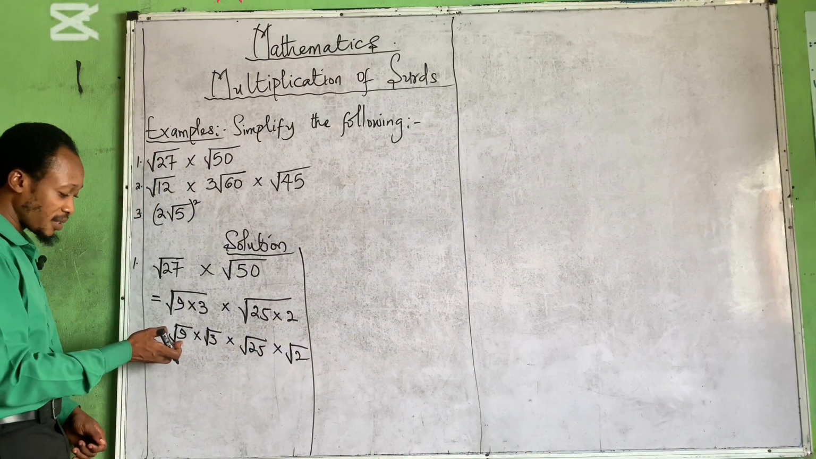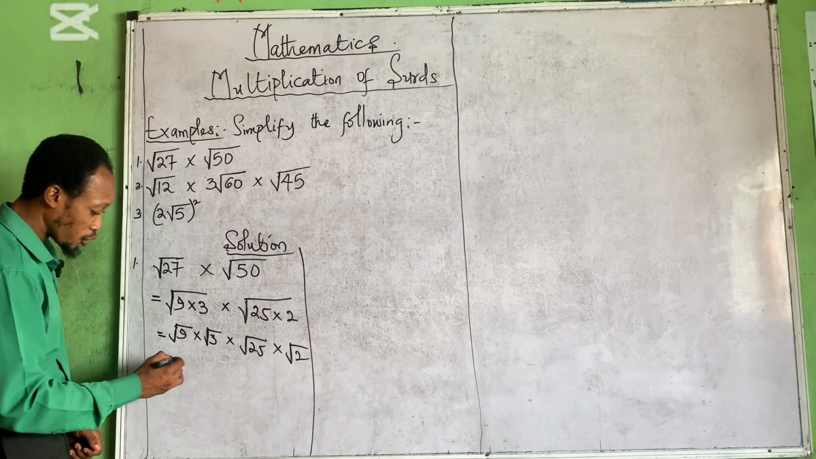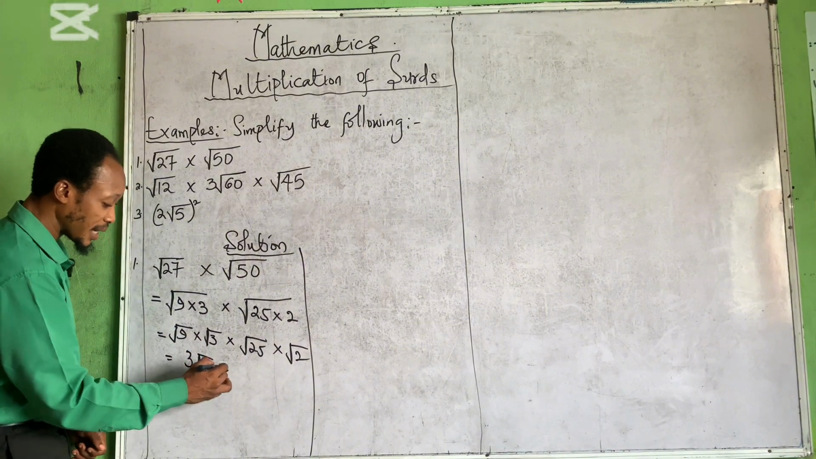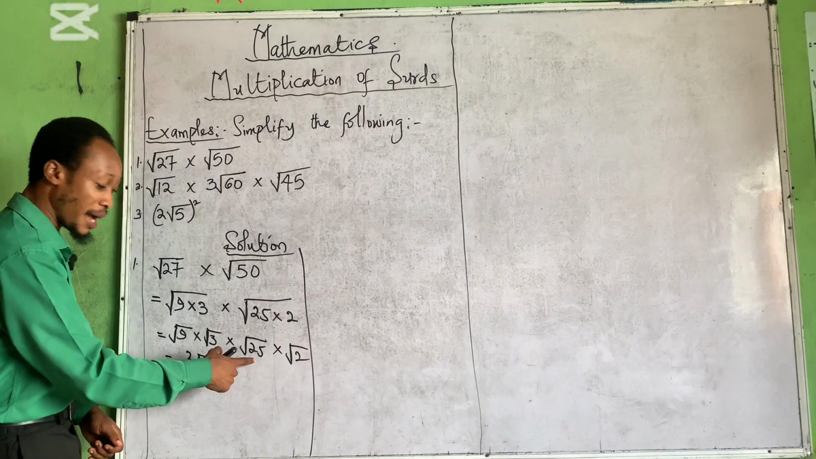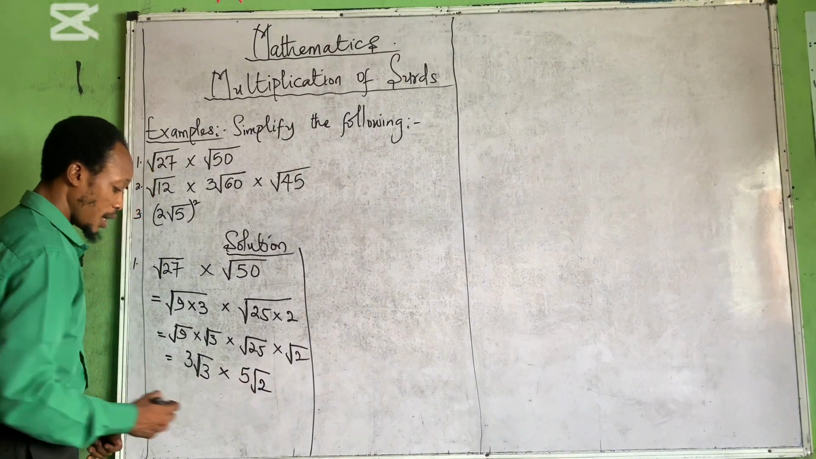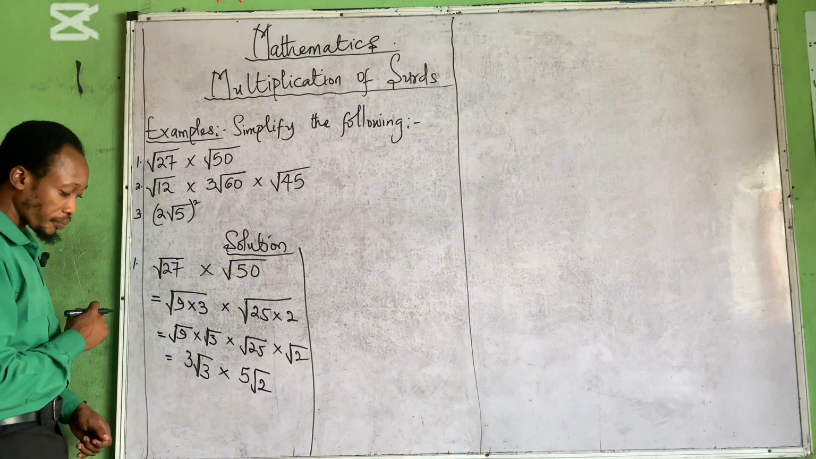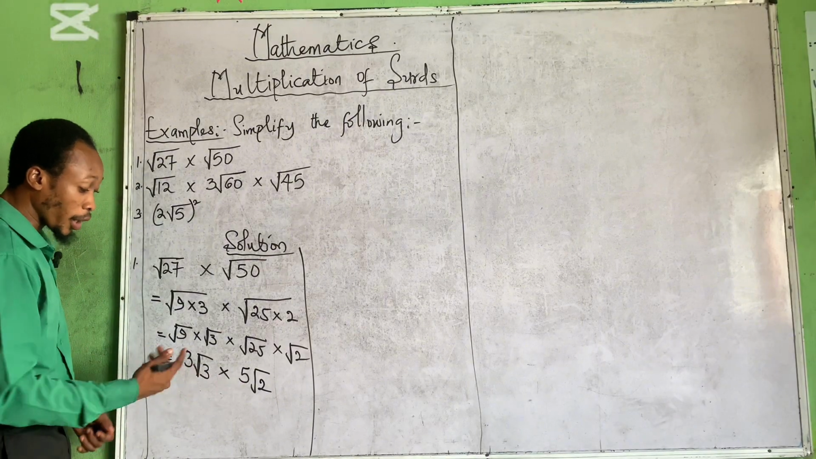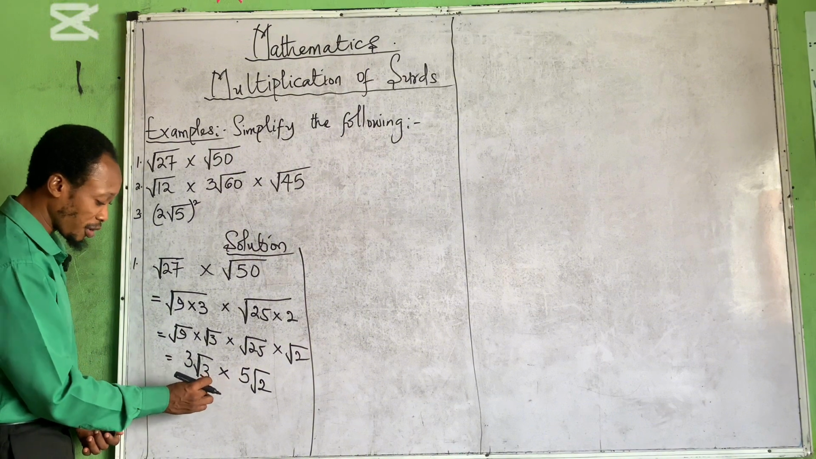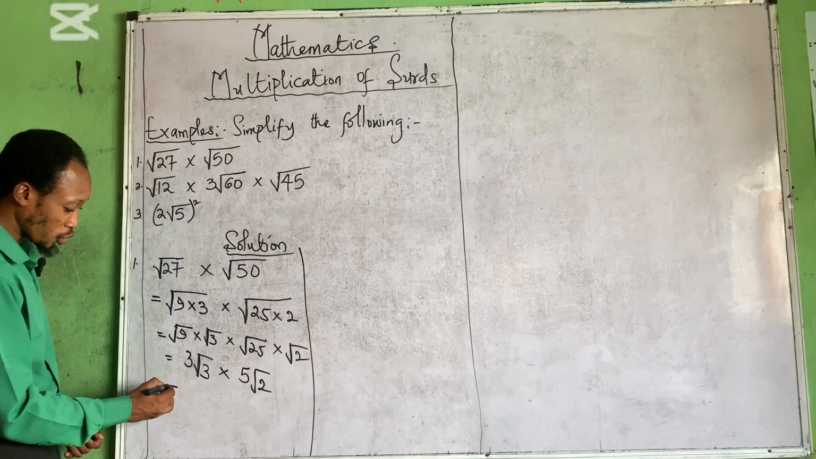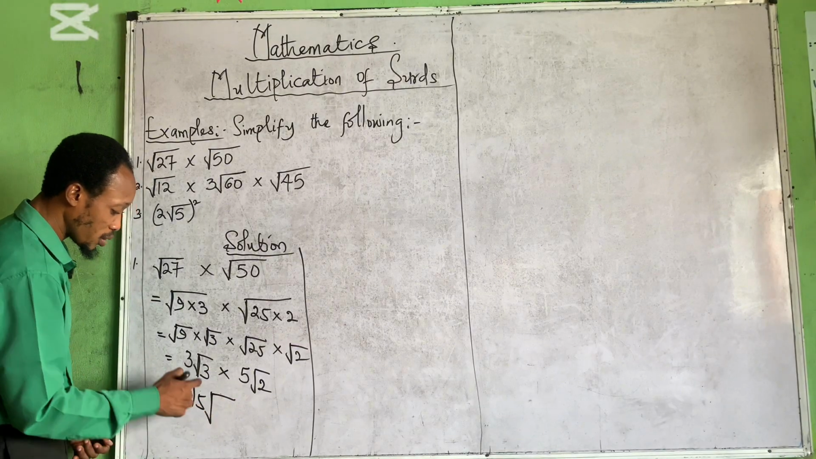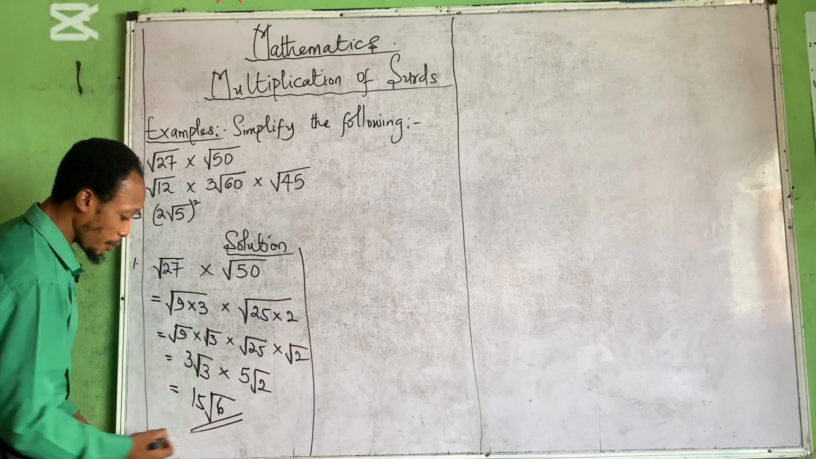The square root of 9 is 3, so 3 times root 3 is 3 root 3. Then the square root of 25 is 5, so that will be 5 root 2. And so you can multiply this one and this one, then this one and this one. So we have 3 times 5 is 15, root 3 times 2 is root 6, because it is multiplication.